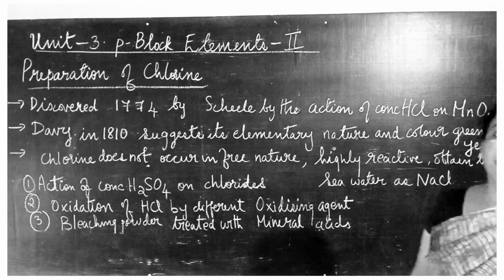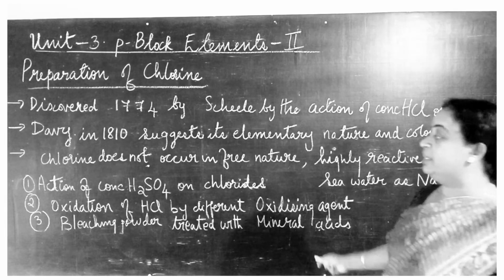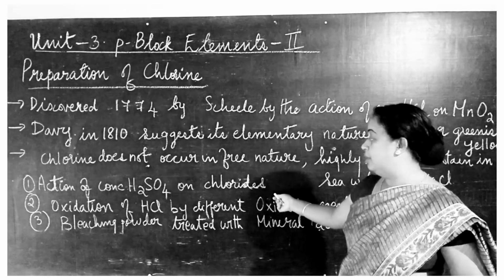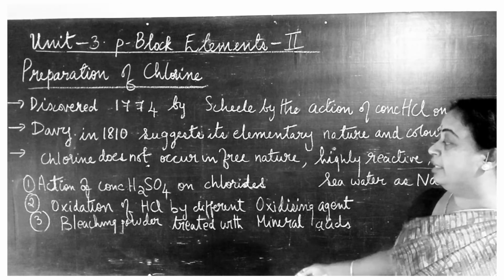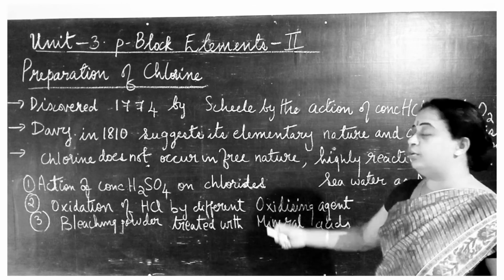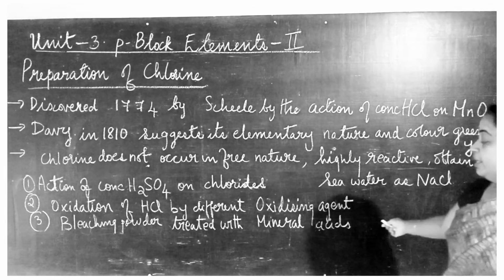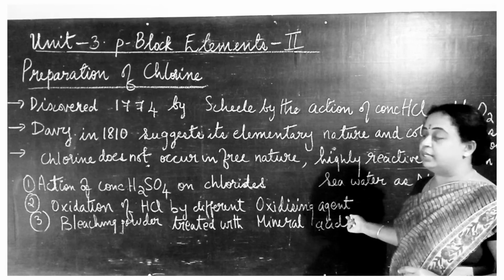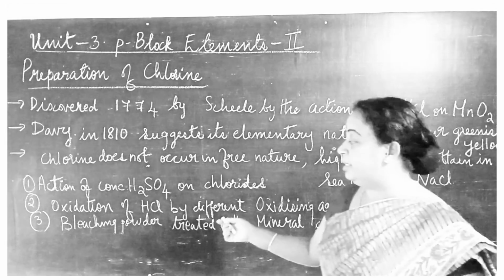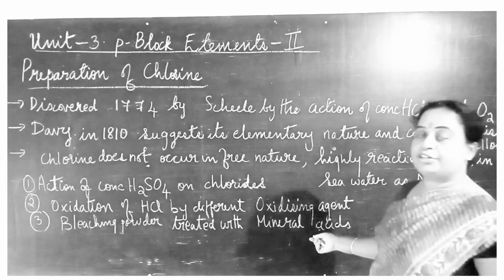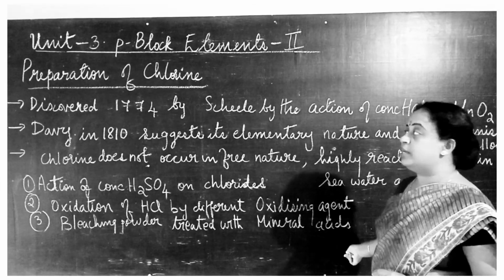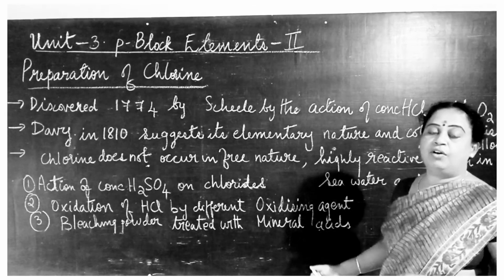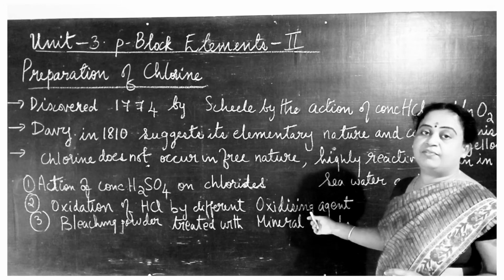Chlorine can be prepared by three methods. The first method is the action of concentrated H2SO4 on chlorides. The second method is oxidation of hydrochloric acid by different oxidizing agents, so likewise we get chlorine. And the third method is treating bleaching powder with mineral acids, and likewise chlorine can be prepared. So these are the three methods of preparation of chlorine. Now let us see them one by one.